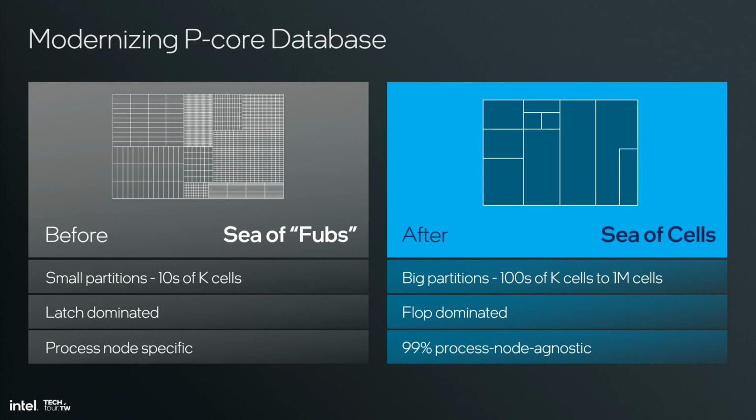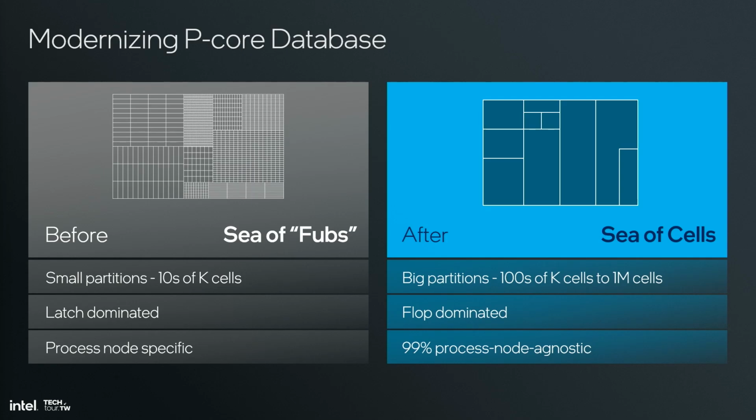Lion Cove transitioned from design comprised of small FUBs, or functional blocks, of tens of thousands of cells dominated by manually drawn circuits, to synthesis-based partitions of hundreds of thousands to millions of cells. This was enabled by massive refactoring of the Lion Cove RTL code base and streamlining of our design collaterals. So why is this so important? First, the reduction of artificial physical boundaries in the design directly leads to increased utilization and better area efficiency.